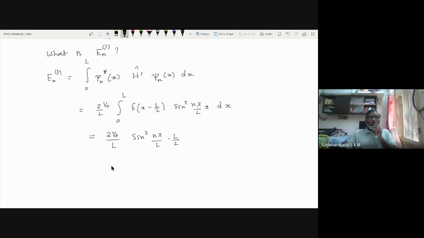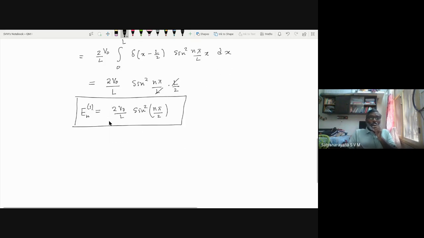Okay. So what is that? This L and this L will cancel. So you have 2v naught by L into sine square n pi by 2. Correct. So this is your first order correction for the nth energy level.